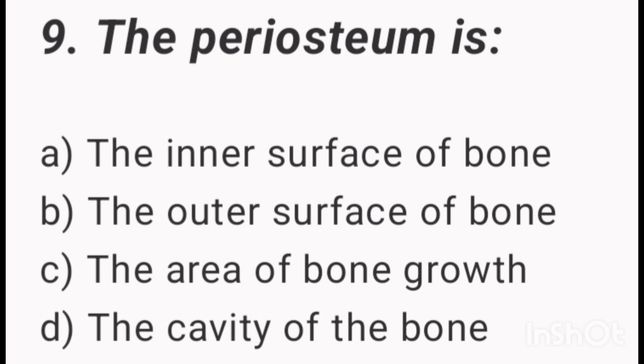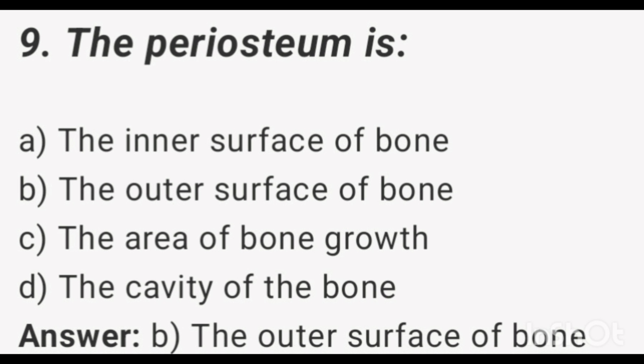Next question is, the periosteum is what? Okay, it is a direct question. They are asking what the periosteum is. So the options are the inner surface of bone, outer surface of bone, the area of bone growth, the cavity of the bone. So the answer is outer surface of the bone. So B is the correct answer.